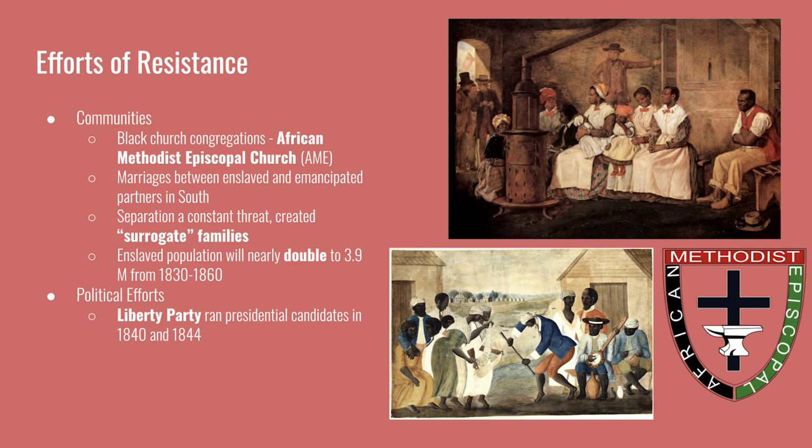There were political efforts to fight enslavement in the South. The Liberty Party, as was mentioned in the last lecture, ran presidential candidates in 1840 and 1844 with the aim of trying to end slavery across the entire United States, but they were a minor third party and were not a serious contender for winning the presidency.